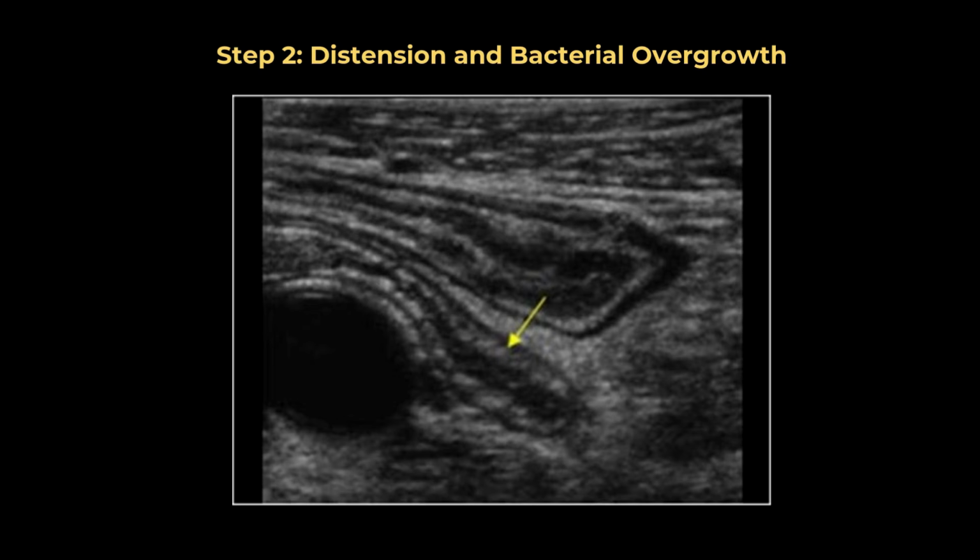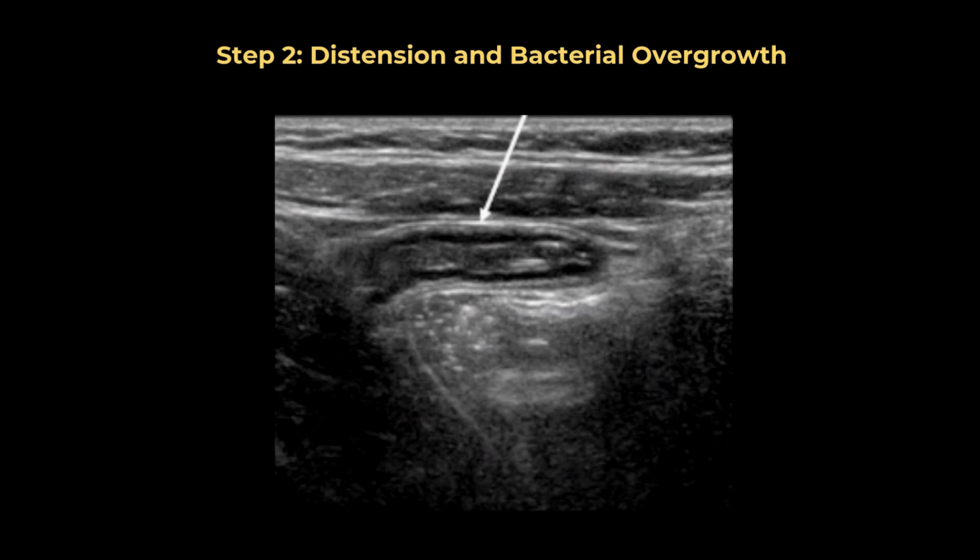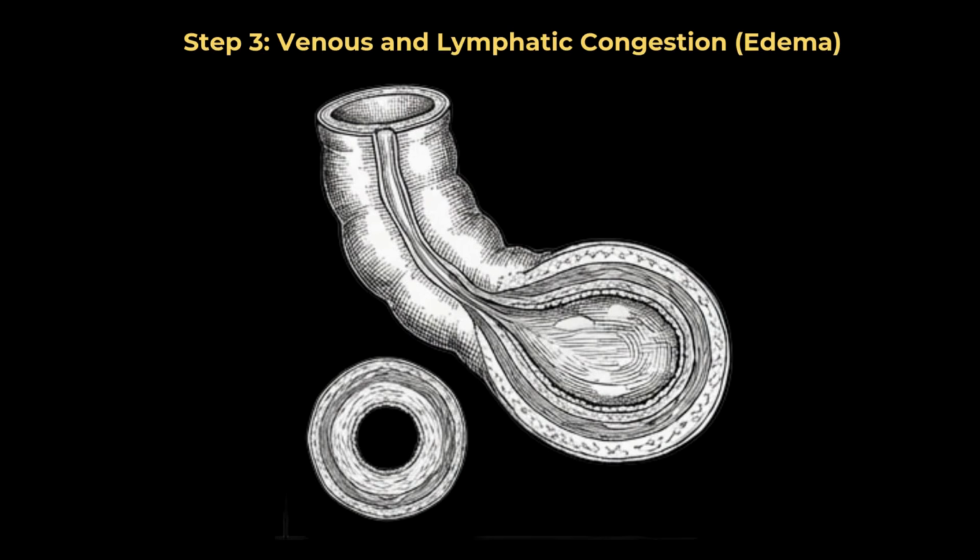On ultrasound, the diameter becomes more than 6 millimeters. The appendix looks like a blind ending tube. Because it is under pressure, it does not compress when you press with the probe. As pressure keeps rising, it becomes higher than the pressure in the small veins and lymphatic vessels of the appendiceal wall. These vessels collapse. Fluid then leaks into the wall layers, causing edema.